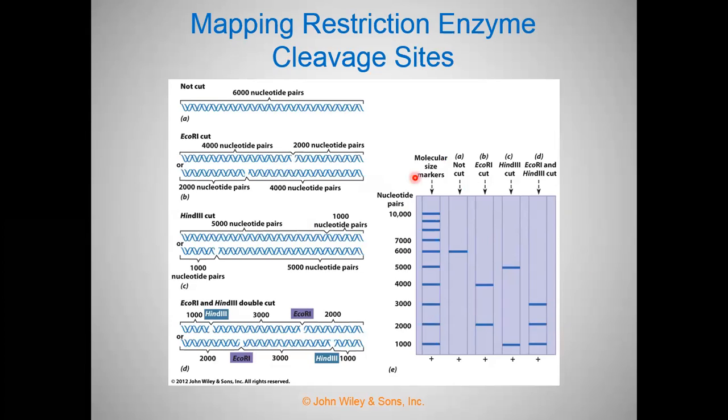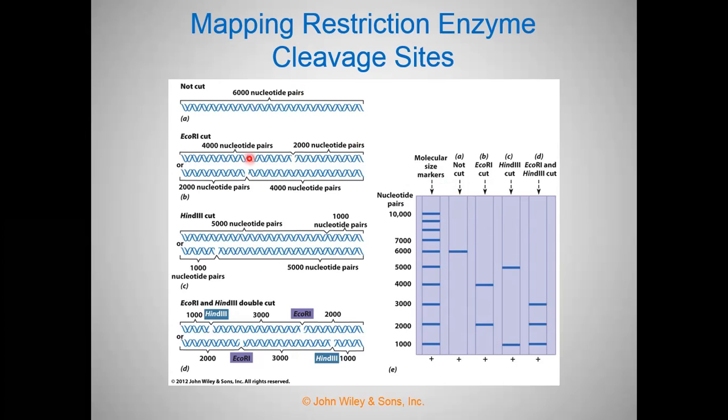We obtain its image on the agarose gel electrophoresis. When we run this uncut fragment on the gel electrophoresis, it will give us a fragment at around 6,000 nucleotide pairs. Okay, here you can see this fragment is showing the 6,000 nucleotide pairs. This one is the marker. The marker tells us the exact size of the DNA we are looking for.